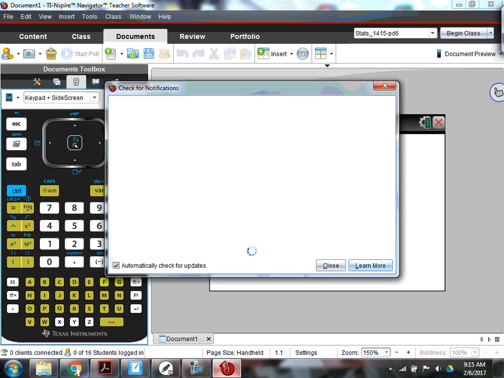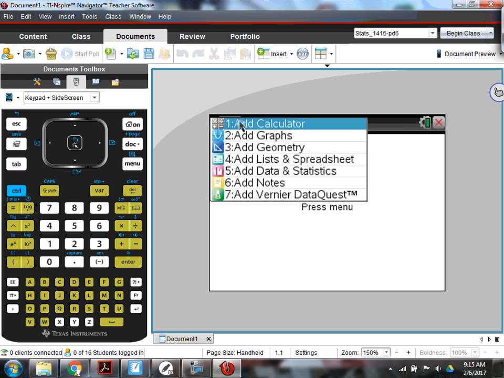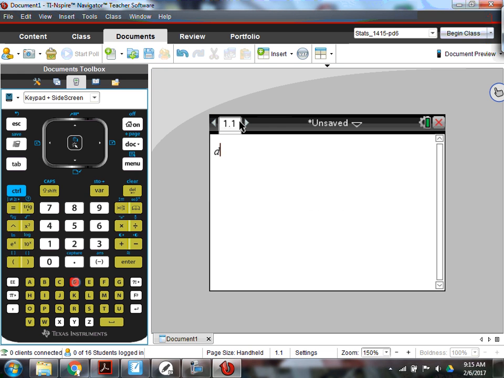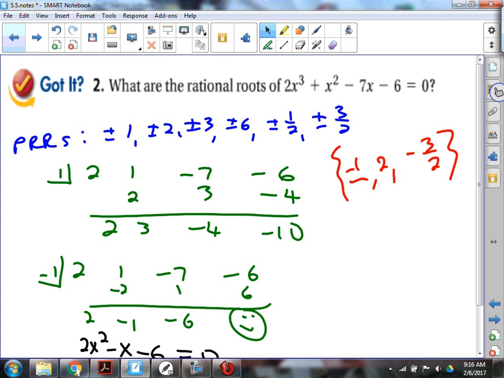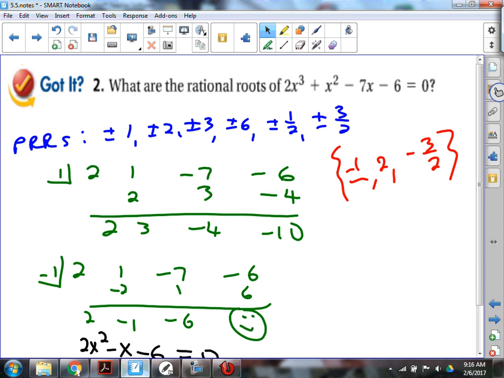So let's go back for a second to that last one. What was that last example we looked at, that x cubed one? 2x cubed, okay, cool. 2x cubed plus x squared minus 7x minus 6. There we go. So 2x cubed, was it plus x squared?